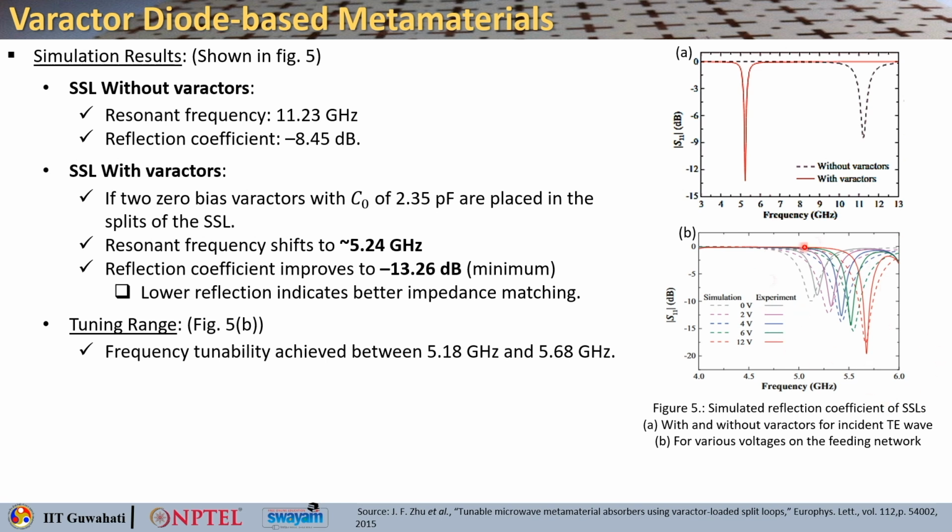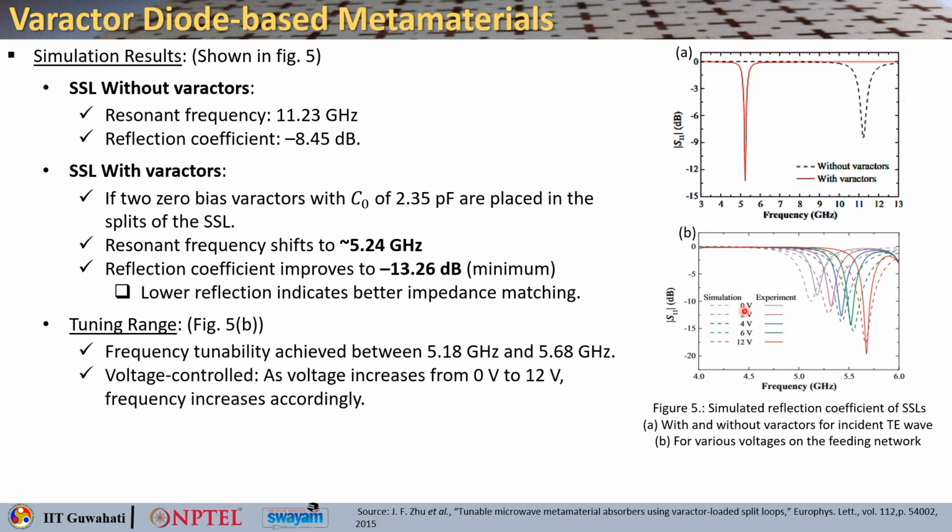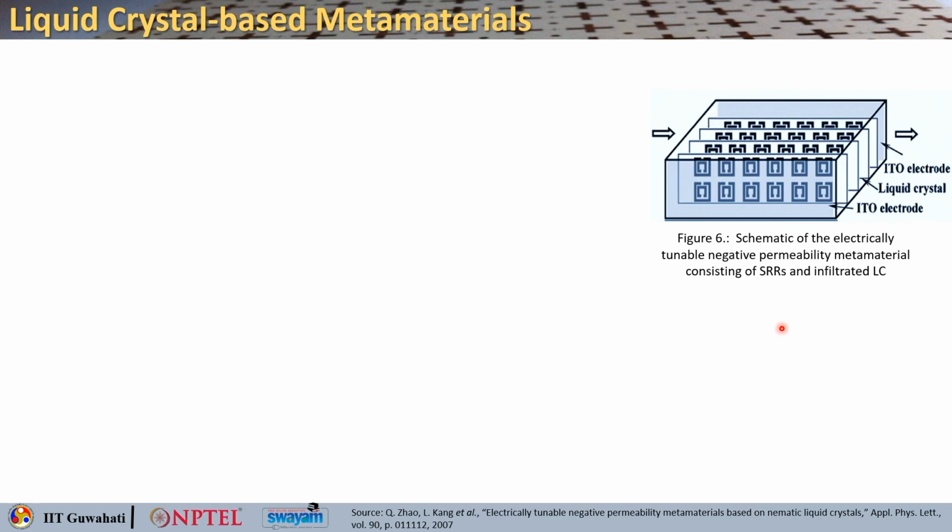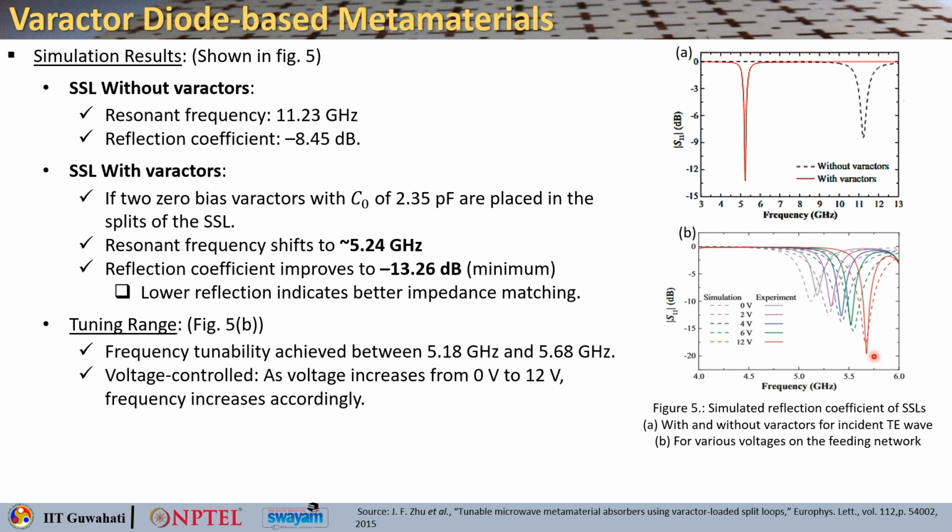And this one shows the frequency tunability that you can achieve between 5.18 gigahertz and 5.68 gigahertz when you are applying different voltages on the feeding network, right. As you increase the voltage from 0 volt up to 12 volt, these are the simulation results, and the solid ones show the experimental values. You can see the shift in the resonance frequency, right.